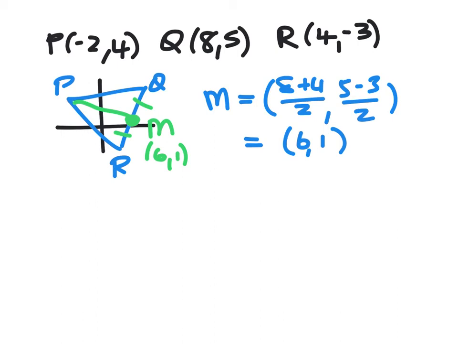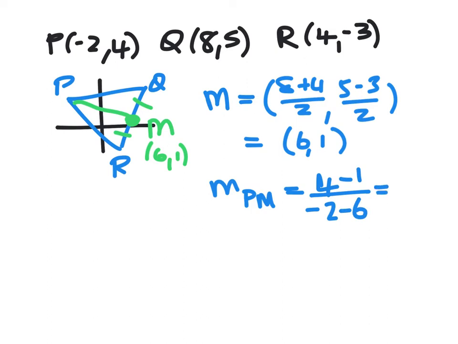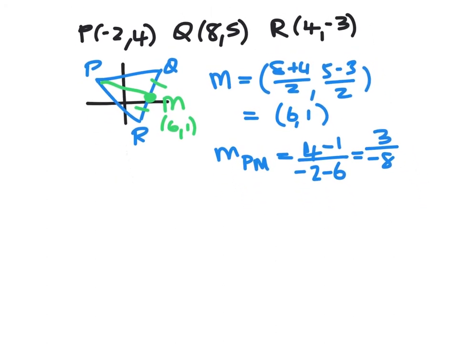Next thing I'm going to work out is the gradient of PM. I'm going to take the y coordinate from P, the y coordinate from M, 4 take away 1, and then I'm going to take the x coordinate from P, negative 2, the x coordinate from M as 6, so negative 2 take away 6. That's going to give me a gradient of 3 over negative 8. Next stage, I'm just going to move that up a wee bit so I can fit it all in.